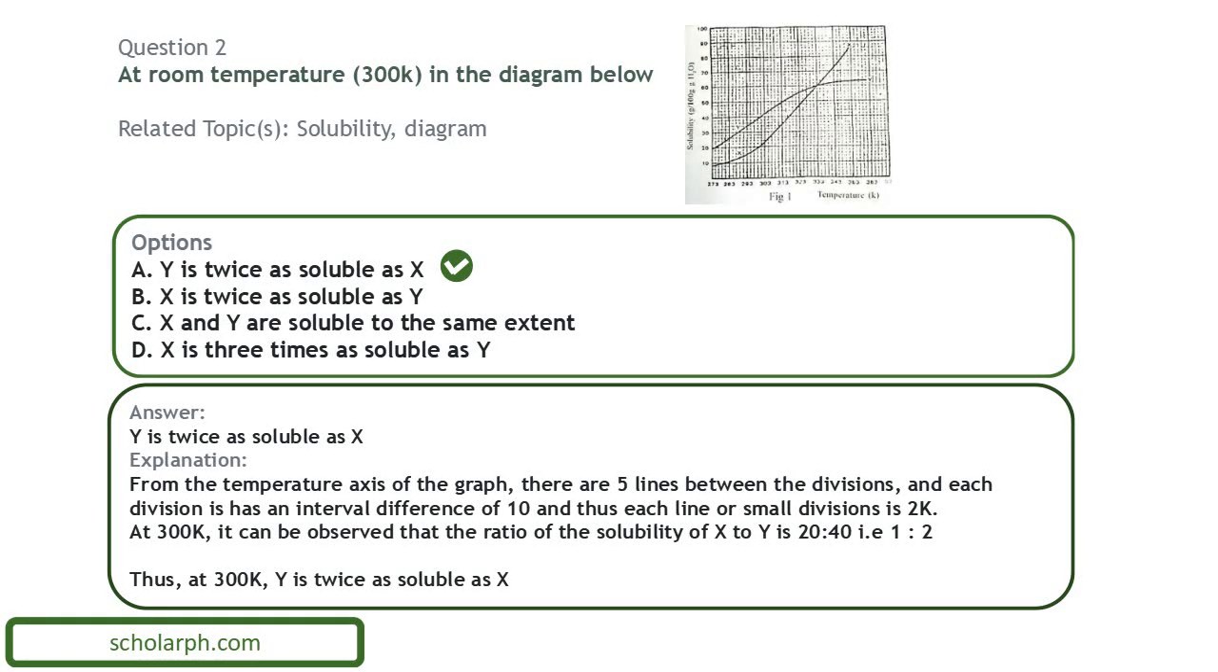Okay, so it means that at that temperature, that's 300 Kelvin, the solubility of Y is about 2 times the solubility of X.